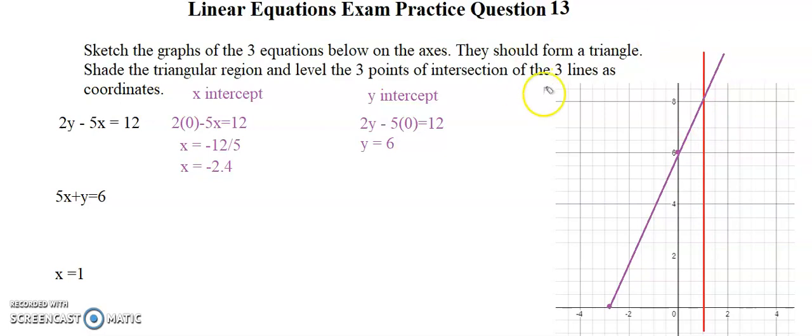Now, to start off, we need to look at the intercept. So I know it's intercepting right here. Roughly. Okay, let's continue.